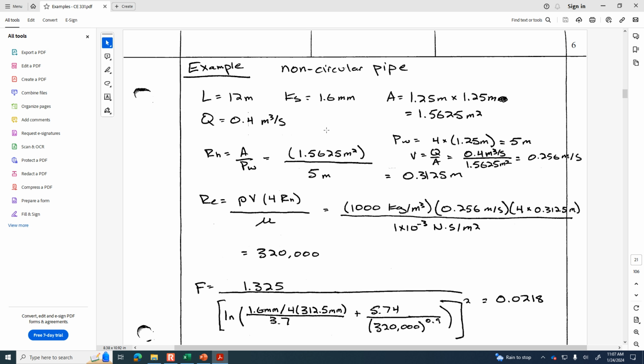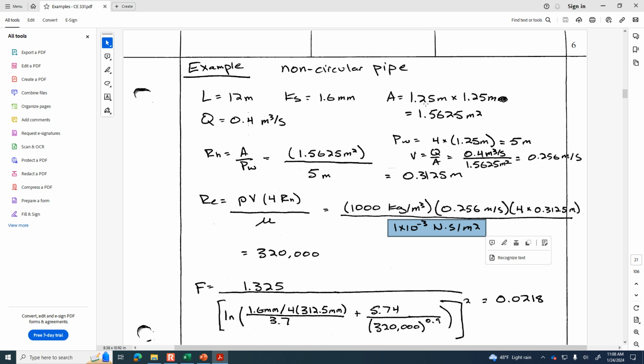And so relative to the area, the hydraulic radius is 0.3125. And so 4 times this is what we'll use as the substitute for the diameter in all of our equations. So here I've calculated the Reynolds number. I must have been feeling a little bit contrarian because I used the absolute viscosity and the density rather than my normal approach of kinematic viscosity.